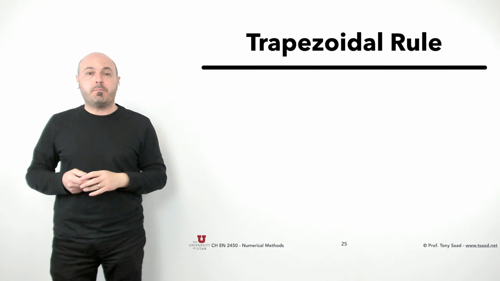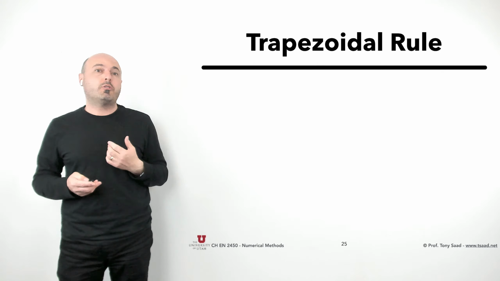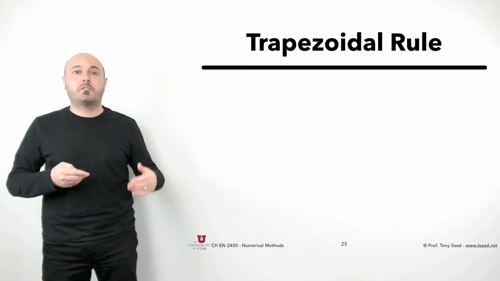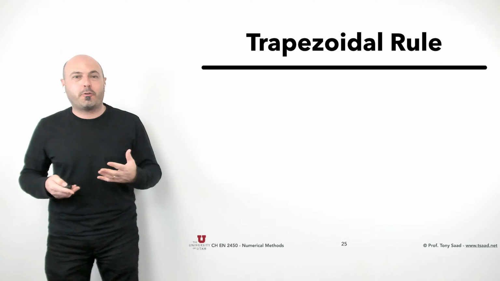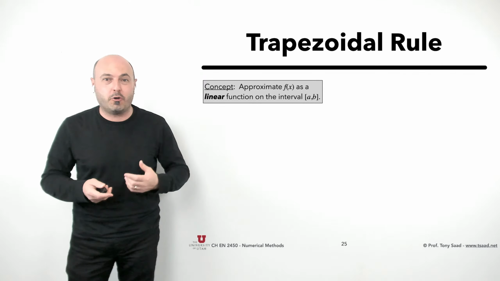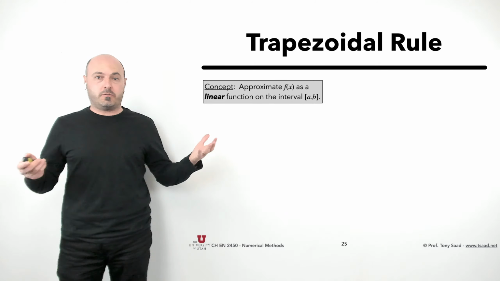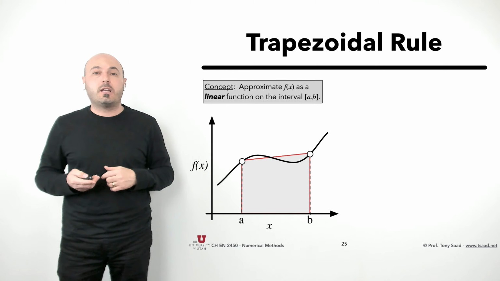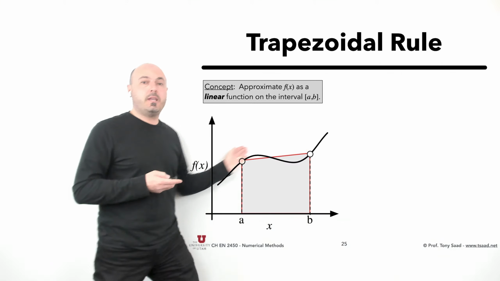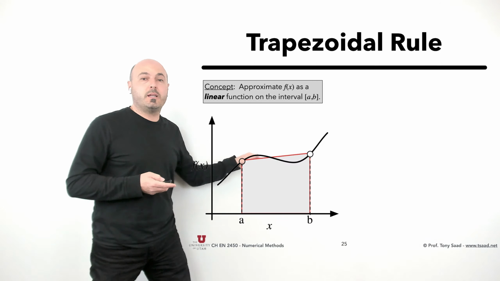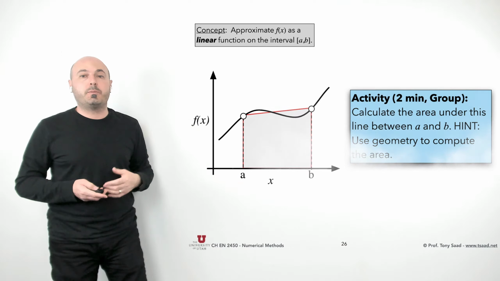And as you might have imagined, rather than approximating a function by a constant, we could approximate it by higher order polynomials. The first thing that comes to mind after a zeroth order polynomial is a first order polynomial. And in that case, we approximate the function f of x on the full interval a and b as a straight line. So you take the value at a, the value at b, you draw a line, and then you approximate the area under the curve by the area of this trapezoid. And this gives you the trapezoidal rule.